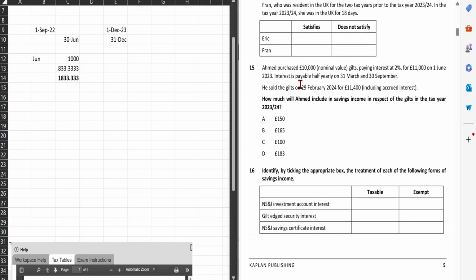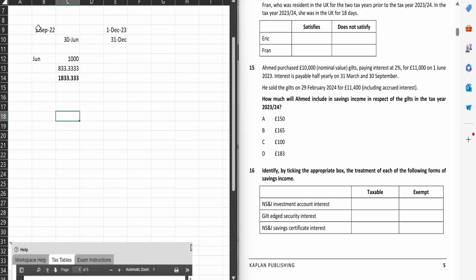Now question 15. Ahmed purchased 10,000 gilt paying interest at 2% for 11,000 on 1st June 2023. Interest is payable half yearly on 31st March and 30 September. He sold the gilt on 29 February 2024 for 11,400, including the accrued interest. How much will Ahmed include in the savings income in respect of the gilts in the tax year 2024? As I said, in the case of accrued gilt interest income, you should always think how much interest has accrued during the period of holding.